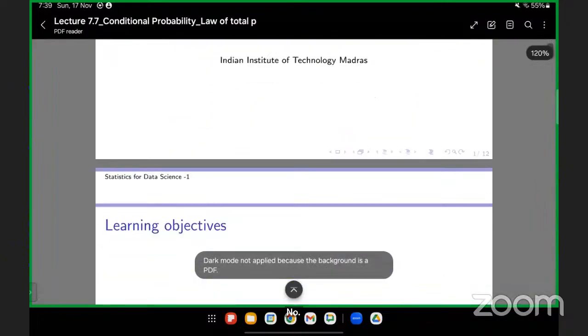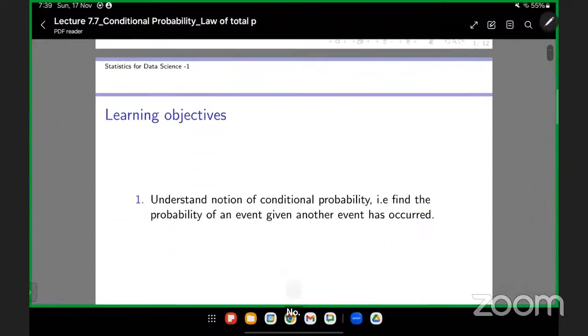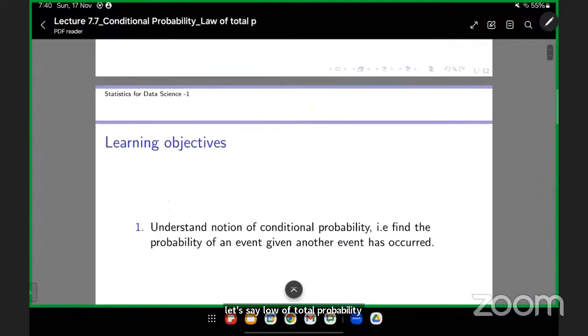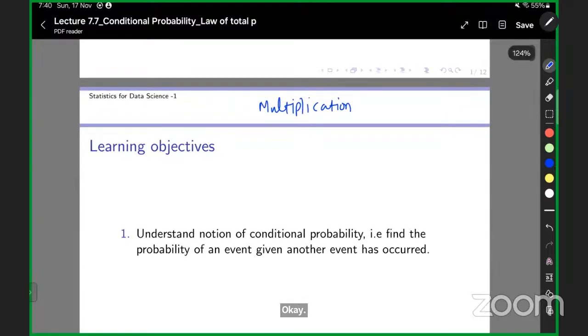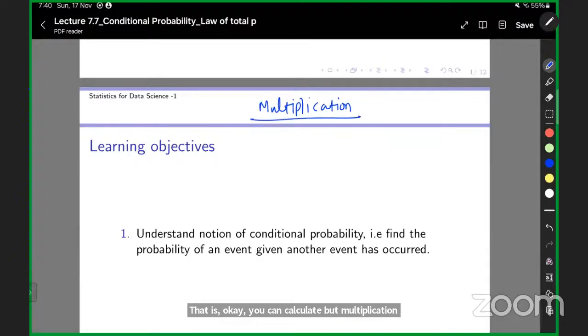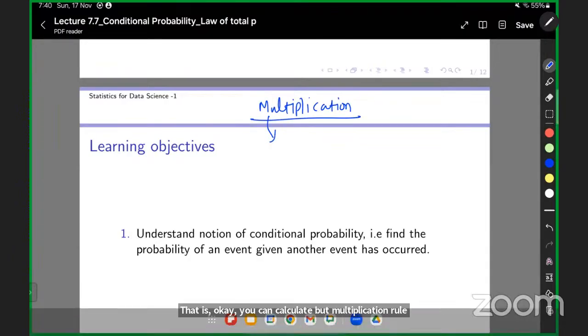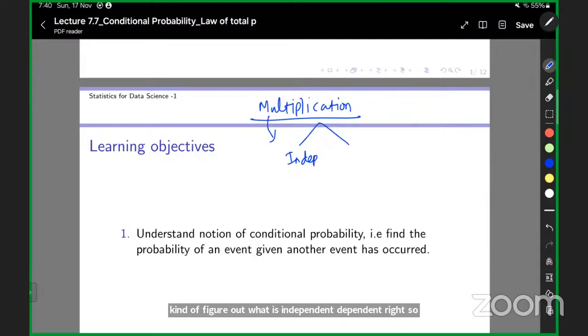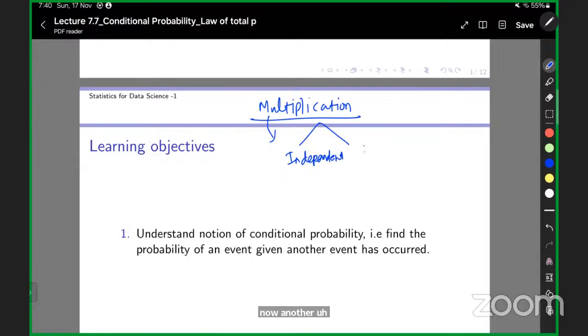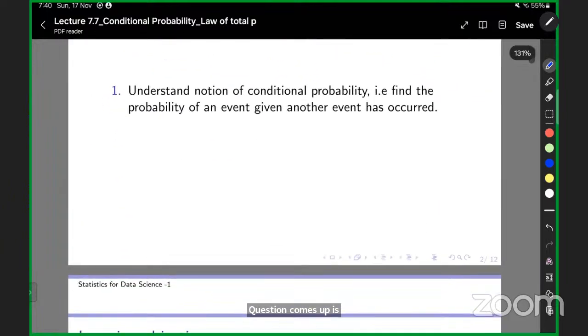Now let's see the law of total probability. This is important. Till now we saw the multiplication rule. We saw joint and marginal probability, but remember the multiplication rule. Based on the multiplication rule, we figured out what is independent and dependent, so that is also important. Now another question that comes up is this law of total probability.